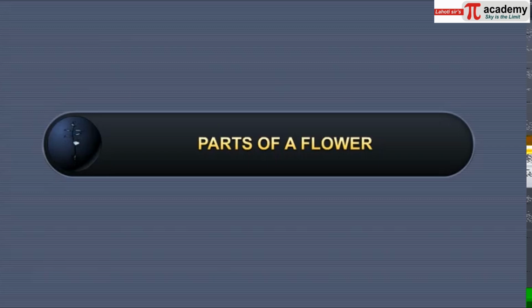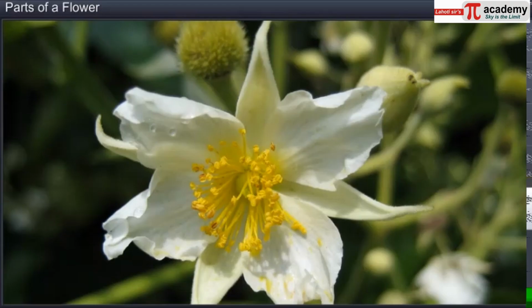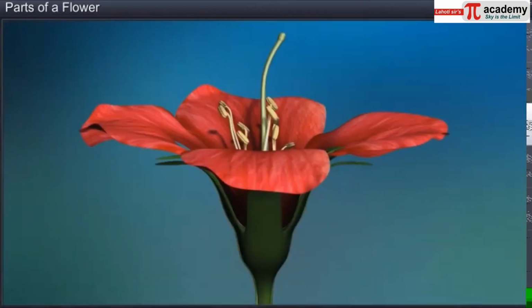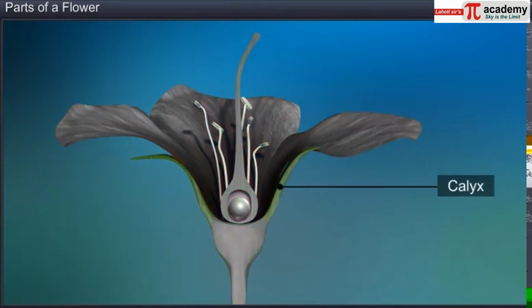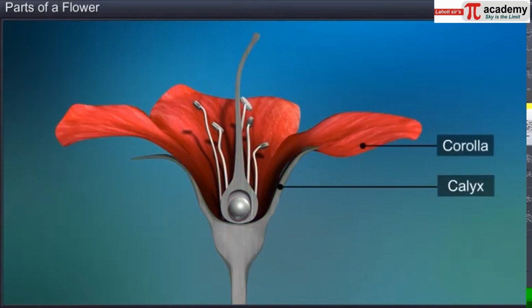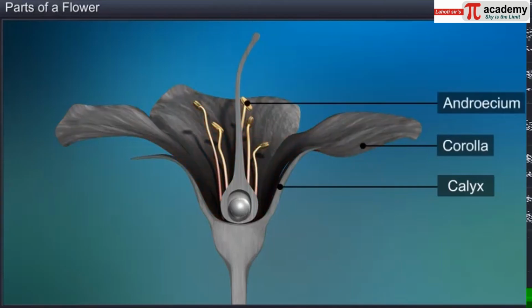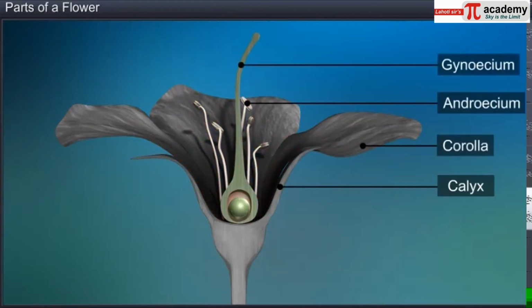In this module, you will learn about the parts of a flower. A flower is the most beautiful and attractive part of a plant that contributes to the process of reproduction. Typically, a flower has four whorls: calyx, corolla, androecium, and gynoecium.